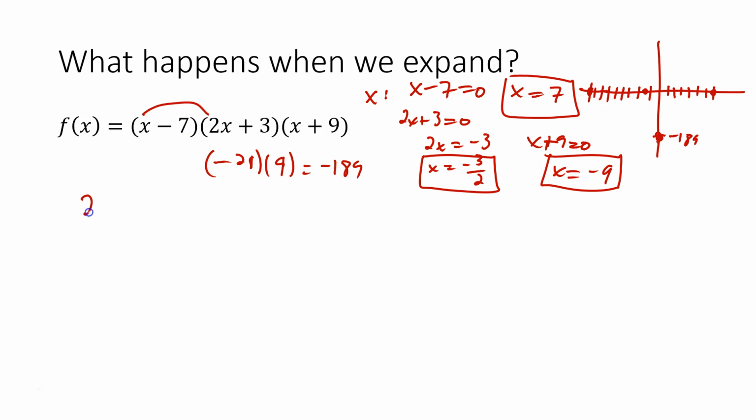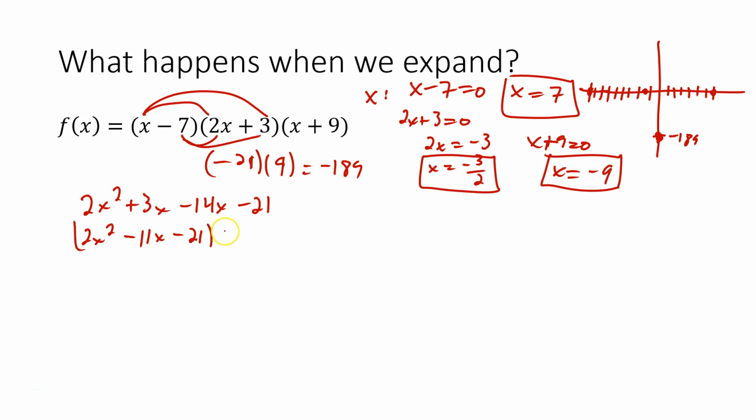x times 2x is 2x squared. x times 3 is 3x. Negative 7 times 2 is negative 14x. And then negative 7 times 3 is negative 21. So we have 2x squared plus 3x minus 14x, which is minus 11x, and then minus 21. And we're still multiplying this whole thing by x plus 9.